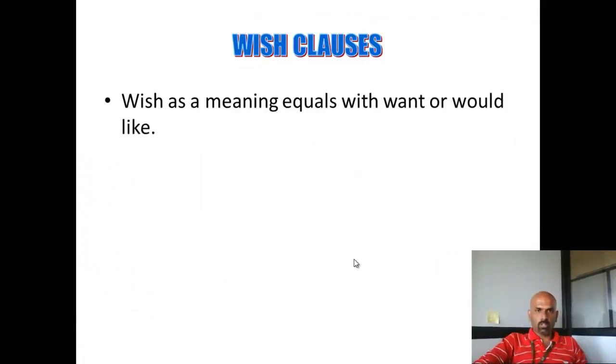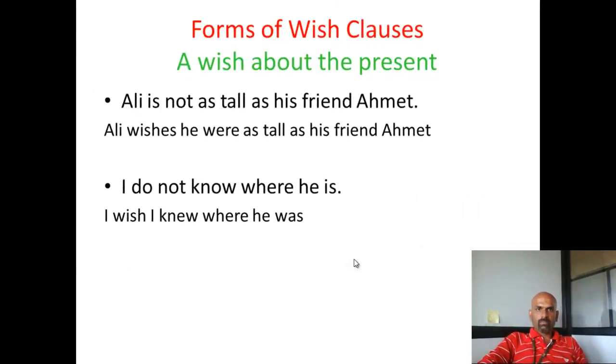When you want to talk about a wish, with a meaning equal to want or would like, when you would like to have something, it is called a wish clause. You can put it in a sentence in such a way. It is called wish clauses. Let us see the forms of wish clauses. That's what you wish about the present.